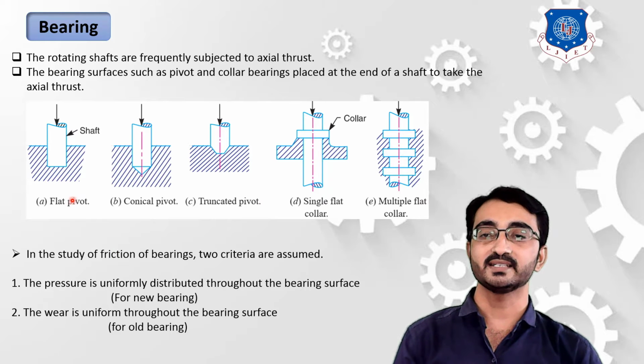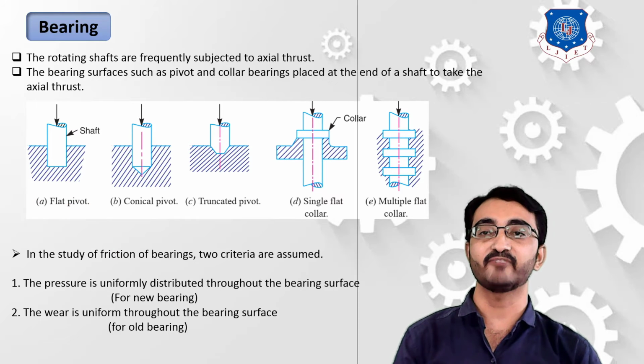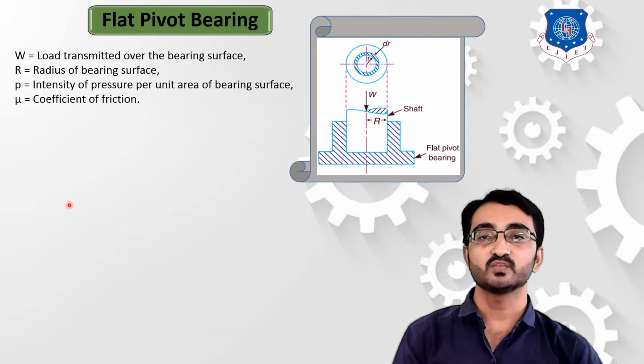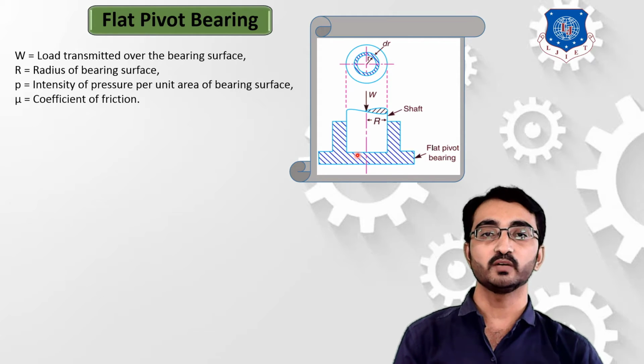So let's design the first type of bearing, that is the flat pivot bearing. As we can refer over here, the contact surface between the shaft and the bearing is a flat surface, that's why it is termed a flat pivot bearing. The bottom portion reflects the front view of the flat pivot bearing, and the upper portion represents the top view. Here you can see that the flat surface is in contact.